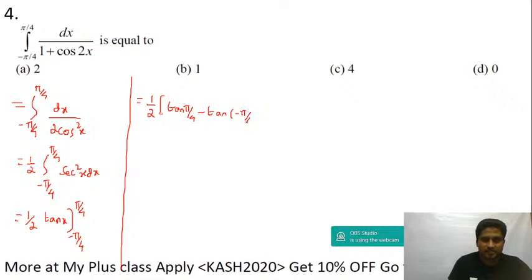Is it not, guys? So this will be equal to 1 upon 2. Tan 45 will be 1. Tan minus 45 will be minus 1. So you get this as half of this, 1 plus 1 will be equal to 2. You cancel, you get 1. Answer will be option B.